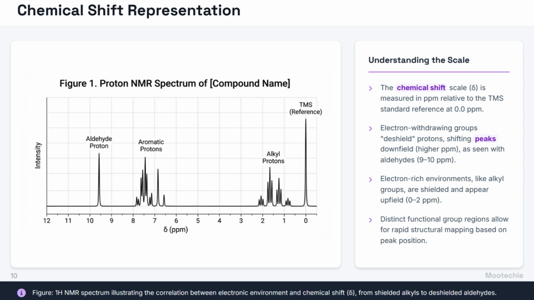The chemical shift scale, delta, is measured in ppm relative to the TMS standard reference at 0.0 ppm. Electron withdrawing groups de-shield protons, shifting their peaks downfield to higher ppm values, as we clearly see with aldehydes between 9 and 10 ppm. Conversely, electron-rich environments like those around alkyl groups are shielded and appear upfield between 0 and 2 ppm. These distinct functional group regions allow for rapid structural mapping based purely on peak position.